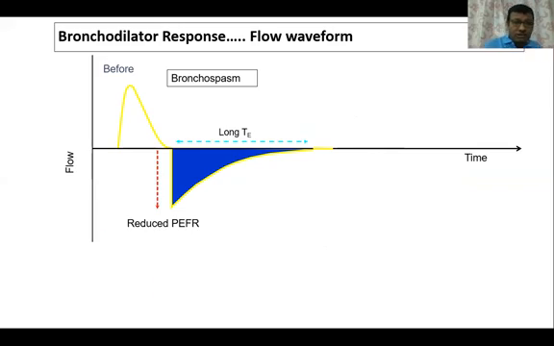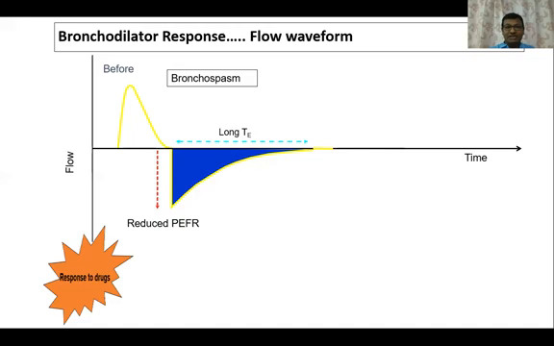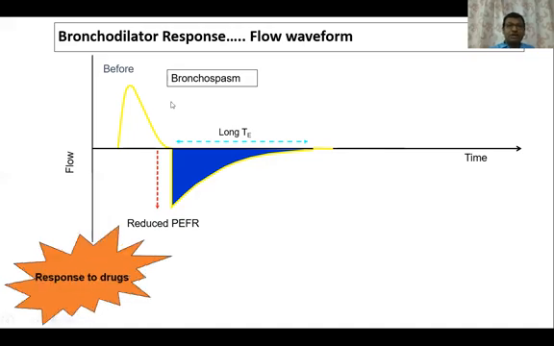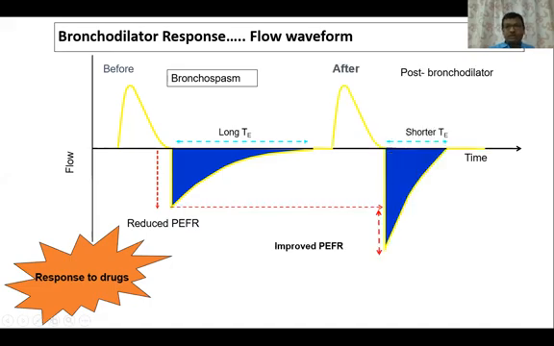Now the ventilator graphics will help us know the response to drugs as well. As shown earlier, this is a flow waveform which will appear in bronchospasm. You have a prolonged expiratory time and a reduced peak expiratory flow rate. After giving a bronchodilator, you will see an improvement in the peak expiratory flow rate, and the expiratory time will be shorter.